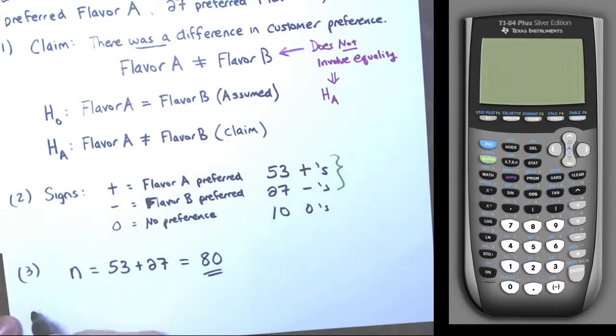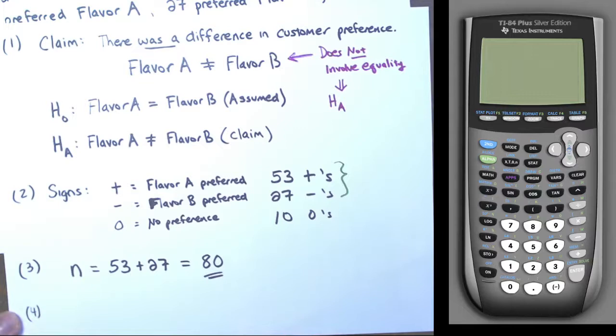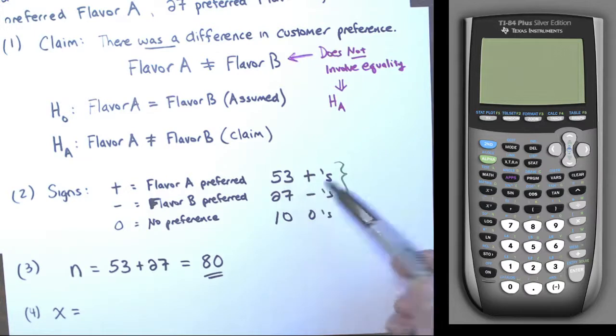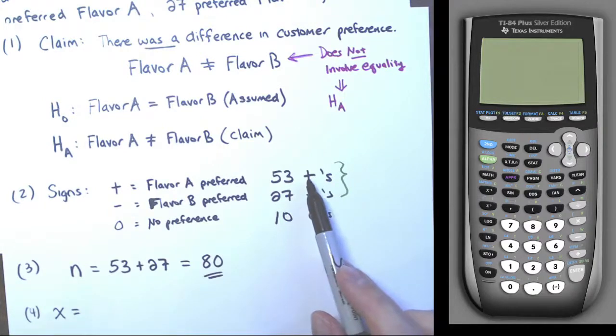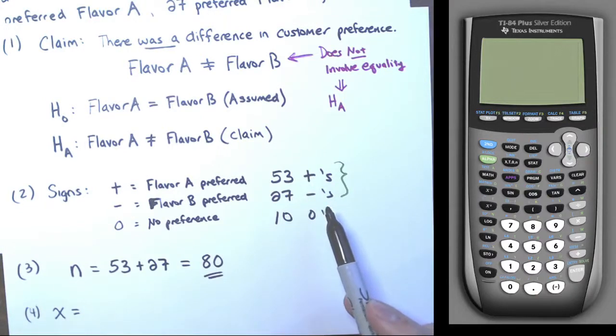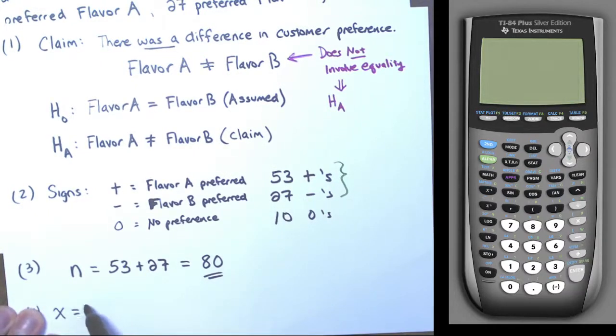All right, so part 4 was finding the test statistic. First I found that x. Remember x was the number of the less frequent sign of plus or minus. Again, this isn't always going to happen. There aren't always going to be more pluses than minuses, just be aware of that. But here again, there are fewer minuses. There are 27 of those, so I picked the less frequent.